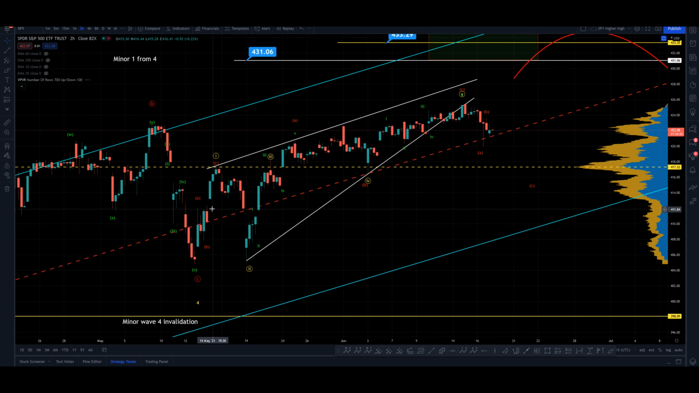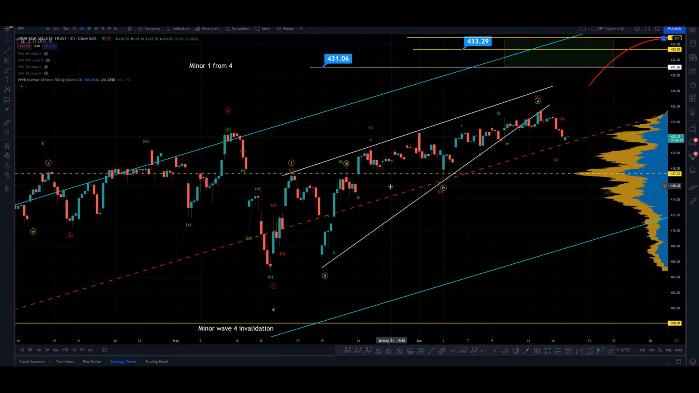But anyway, getting back to the point, we had a 1, we had a 2, we had a 3, which was shorter than the 1. And then we had an A, B, C into a 4, which was shorter than the 2, and then we had a 5, which was shorter than the 3. So it looked like an ending diagonal, except I didn't appreciate I'd made a mistake.